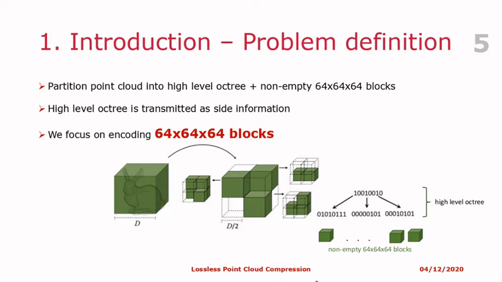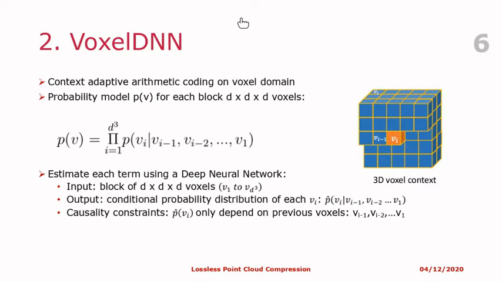In our work, we draw inspiration from generative models. The goal of a generative model is to learn the distribution, and it can be used for a variety of tasks such as image generation or compression. Specifically, in the voxel domain, we use context-adaptive arithmetic coding to encode the block of size 64.